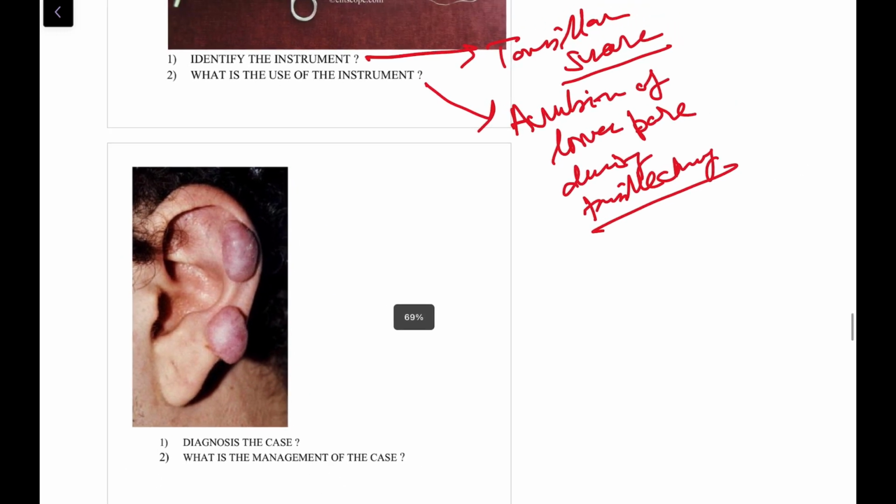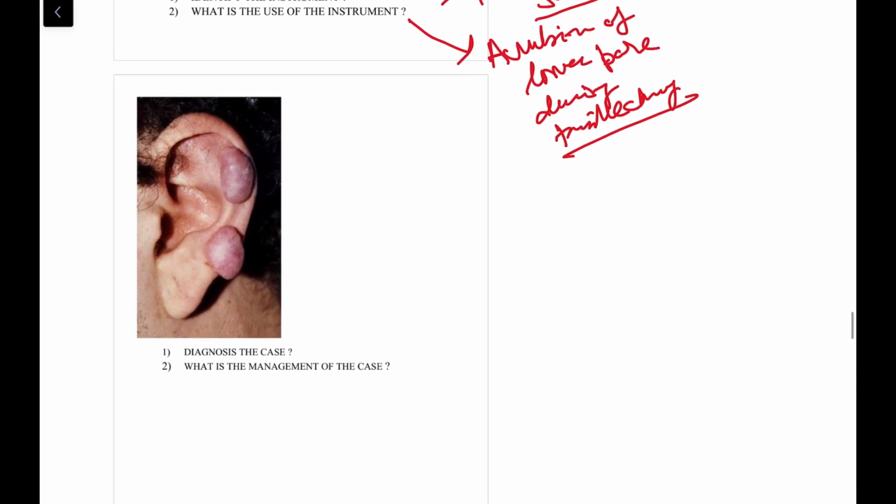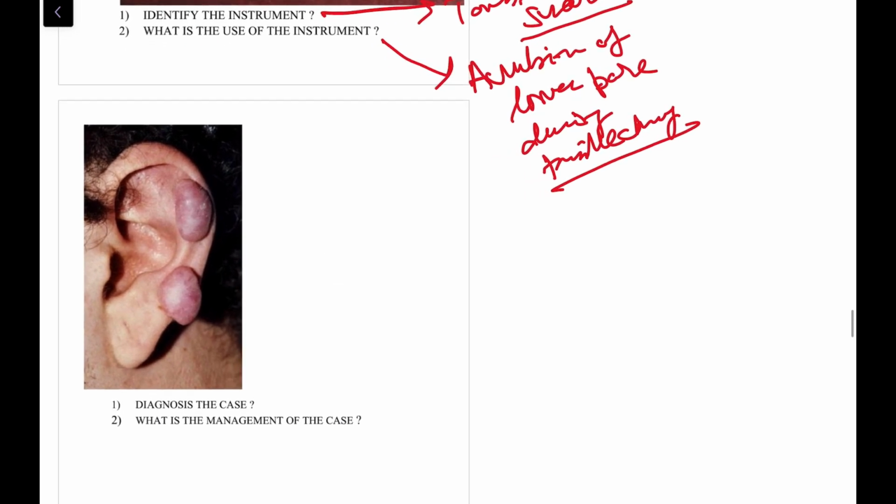Then coming to the next picture, you have been given a pathology of the external auditory canal. So I'll just talk about the diagnosis and the management of this case. So this is a keloid of the external ear or pinna.